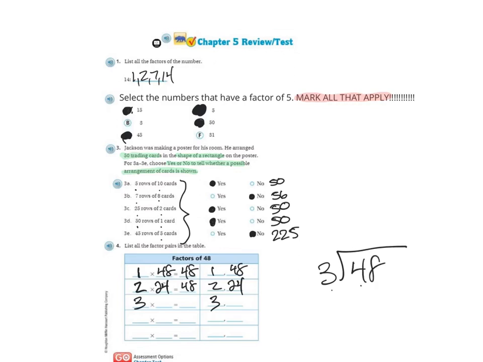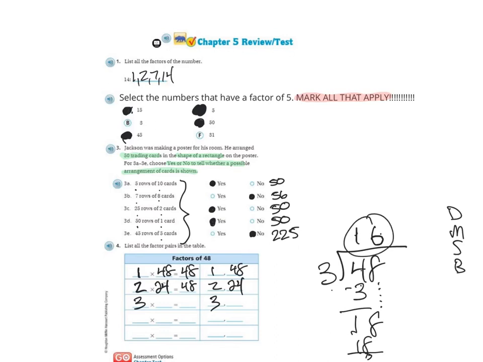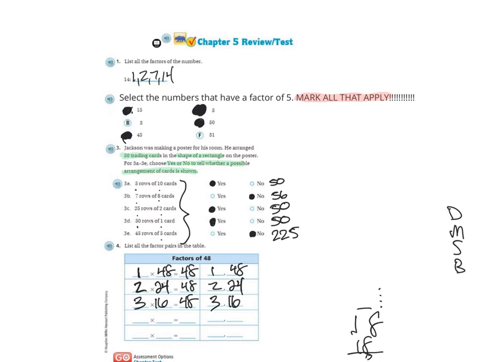4 divided by 3. It doesn't go in evenly, but I can get close, right? So I can get to 1. Okay, remember, divide, multiply, subtract, bring down. 1 times 3 is 3. Subtract. 4 minus 3 gives me 1. Bring down my 8. 18 divided by 3 is 6. Multiply. 6 times 3 is 18, and I'm done. So we found our other factor pair, 3 and 16. Pretty cool, huh? How an odd can go into an even number.